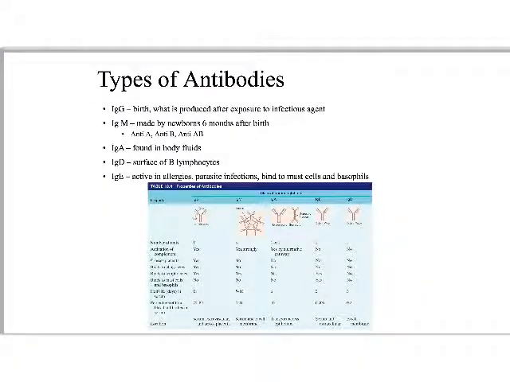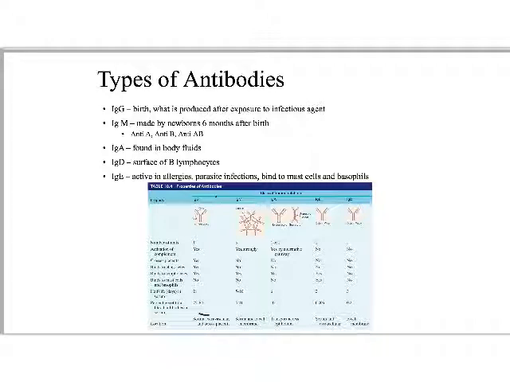Okay, so types of antibodies, and there's this lovely chart, which you're not going to memorize all the stuff on, but I want you to realize that there are lots of different types of antibodies. Okay, so IgG is the one that is the greatest percentage of antibodies that we have. So IgG we start making after we get exposed to an infectious agent. Okay, now IgM, babies make 6 months after birth, so that's where we have the anti-A, anti-B, anti-AB, so blood typing.